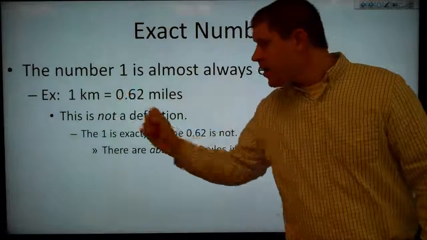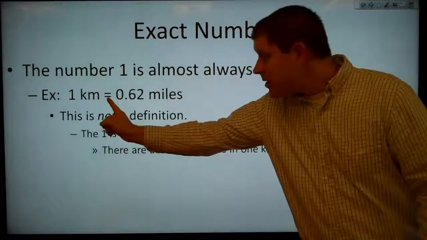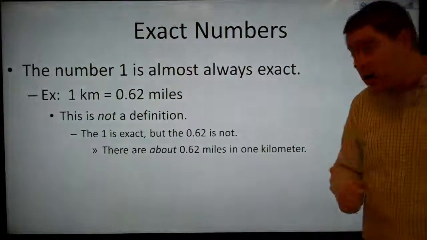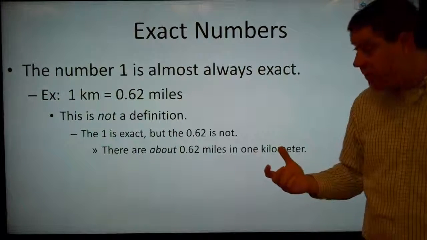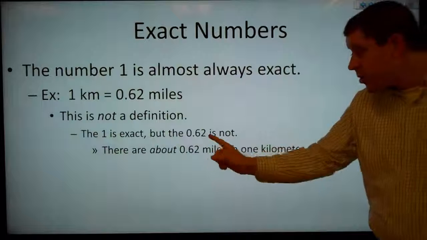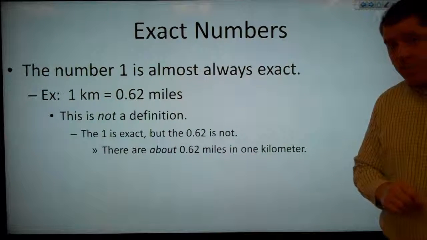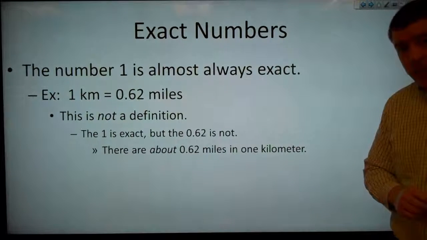The number 1, if you just have a 1 or a 1 in a unit, is almost always exact. So if we look at something like 1 kilometer is equal to 0.62 miles, note here that we just have a 2-lined equal sign, not a 3-line. So this is not a definition. The 1 is exact here, but that 0.62 is not exact. There are about 0.62 miles in 1 kilometer.